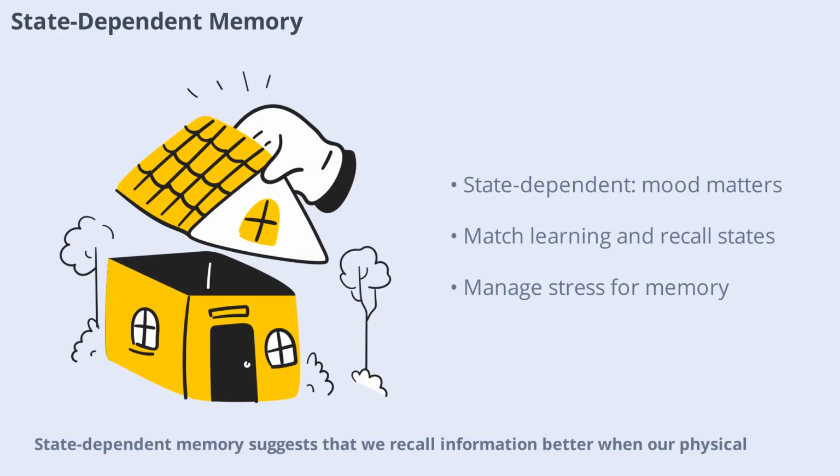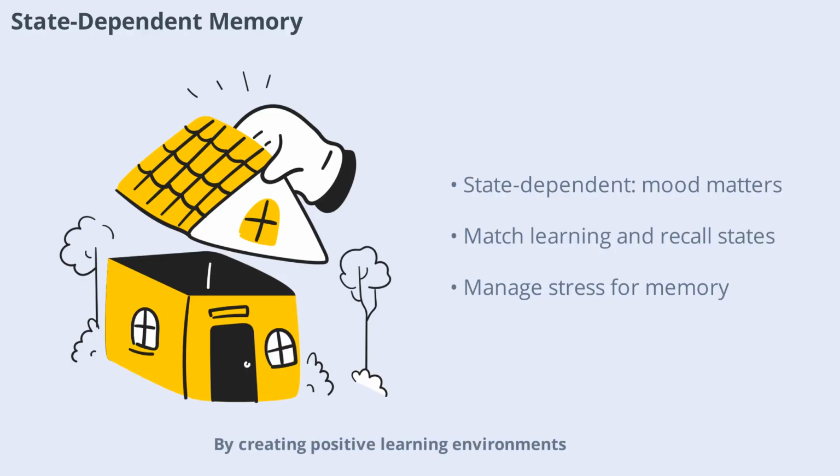State-dependent memory suggests that we recall information better when our physical or emotional state matches the state we were in during learning. For example, if you study while calm, you'll remember better when calm. This principle highlights the importance of managing stress and emotions during learning and testing. By creating positive learning environments, educators can help students optimize memory retrieval.